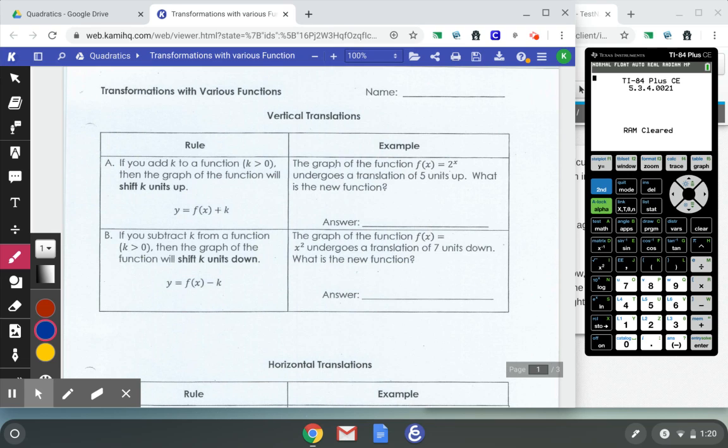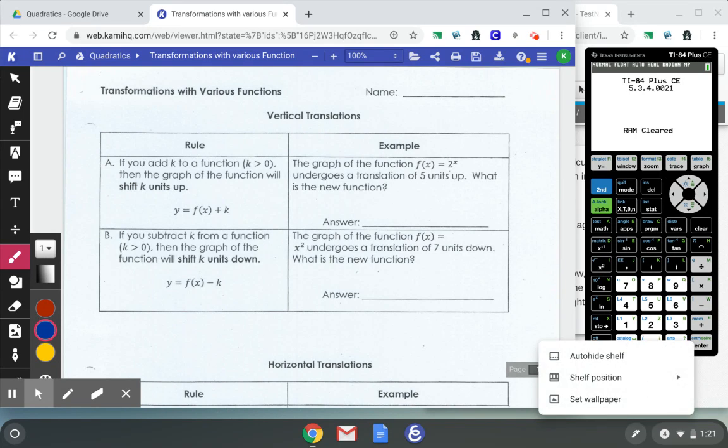Hi guys, the next thing that we are going to talk about are transformations with our various functions. We have talked about a lot of different functions, and what a parent function would be for a particular type of function. All of our functions are taking the parent function and building off of it. We're making some sort of transformation to that parent function to get a different function.